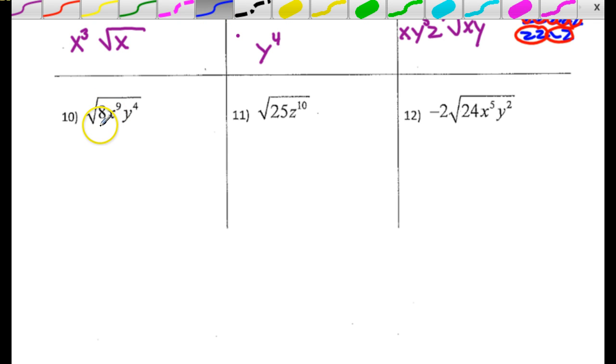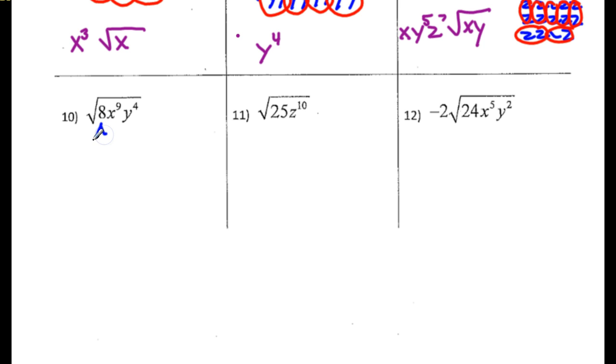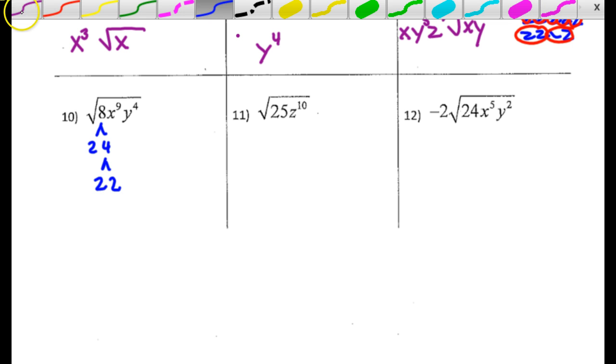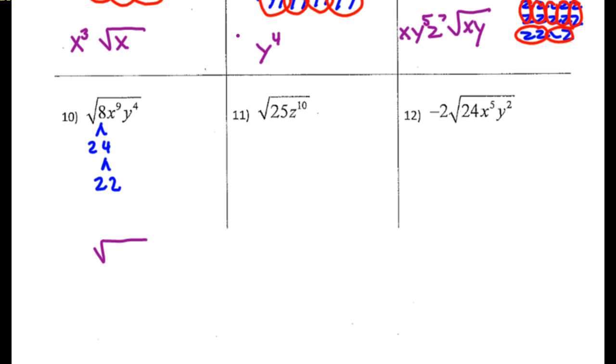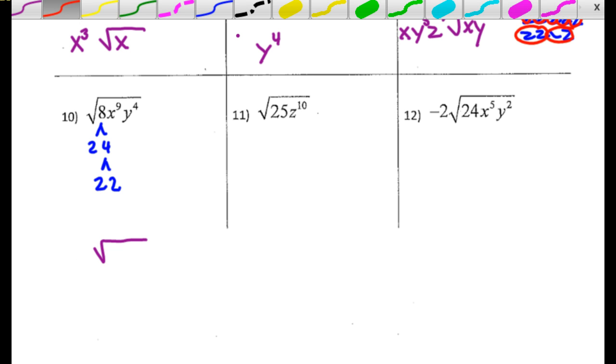Alright, so let's tackle the number first here. 8. So remember, I'm breaking that down to make pairs. 8 is 2 times 4. 4 is 2 times 2. Alright, so what I like to start doing is I like to just get my radical sign so I can start putting the things inside and out. So let's take a look here.